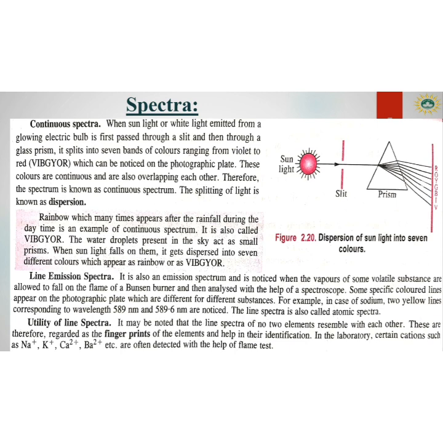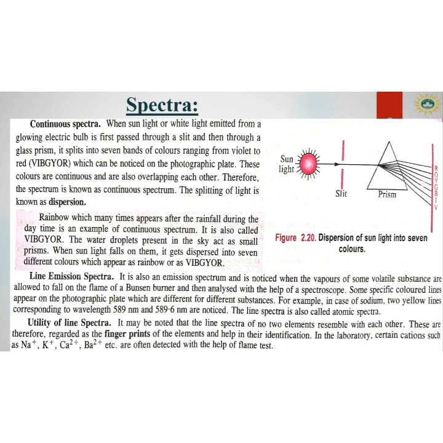Now, what is the utility of this line spectra? It may be noted that the line spectra of no two elements resemble each other. We have discussed already, that's what is regarded as fingerprint of the elements. And with the help of this emission spectrum, we can easily identify any element.